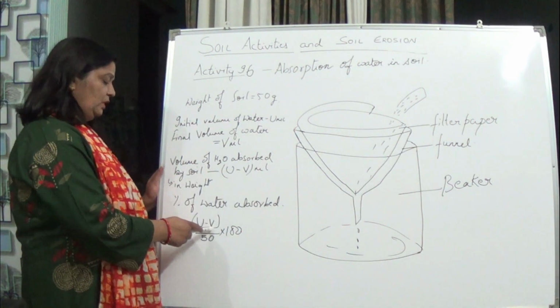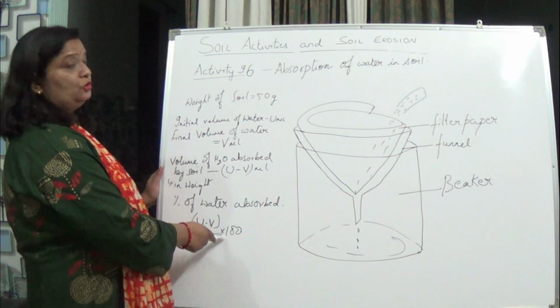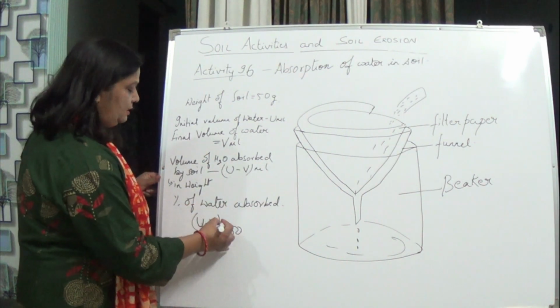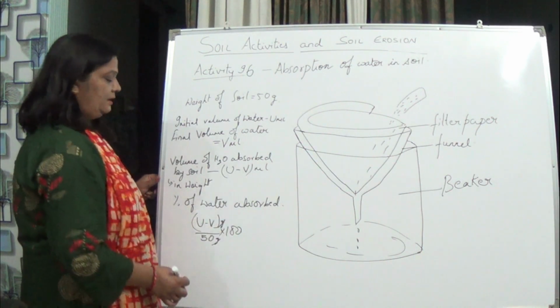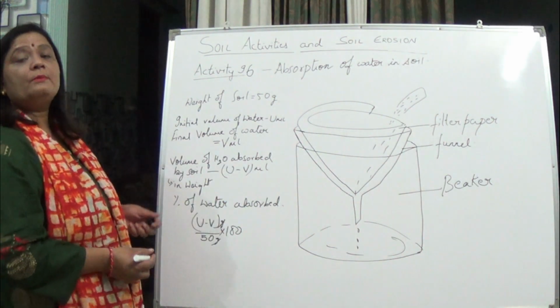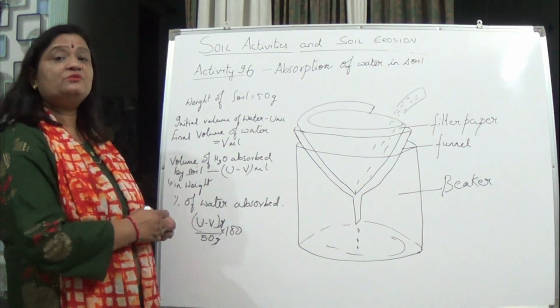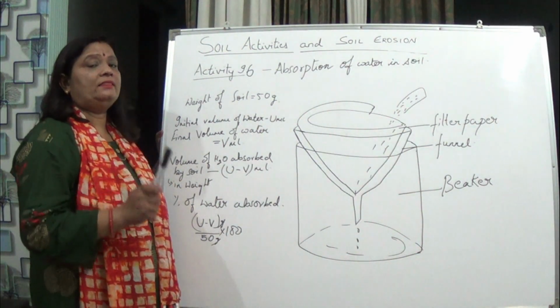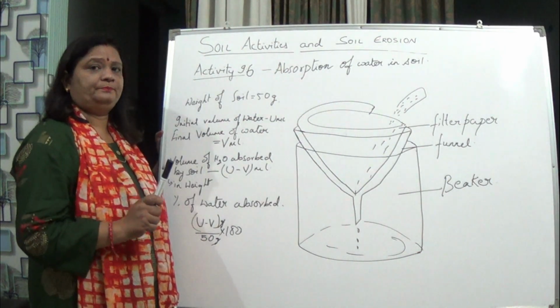So U minus V upon 50 into 100. U minus V here you will have the unit gram, and here also gram, so they cancel out. Naturally you will get a pure ratio of the percentage of the water which has been absorbed by the sandy soil, the clay soil and the loamy soil.